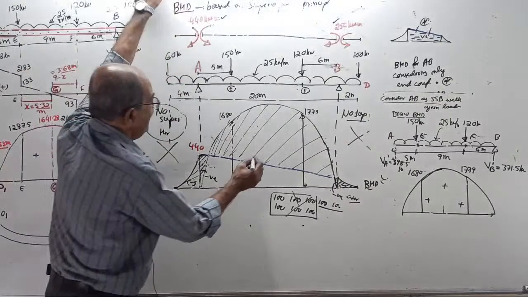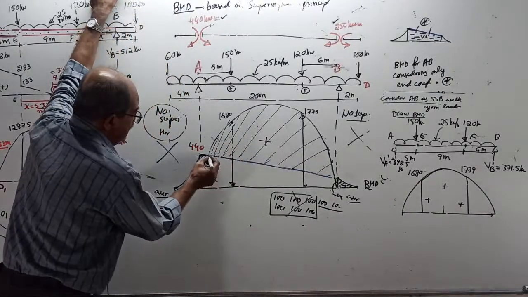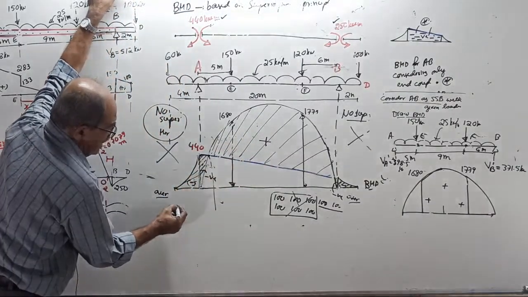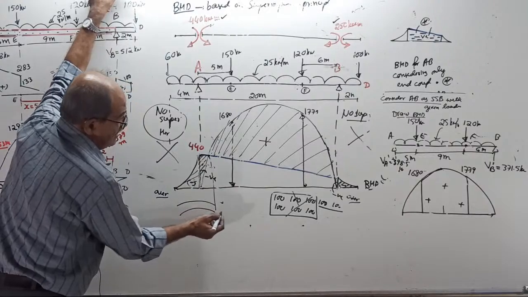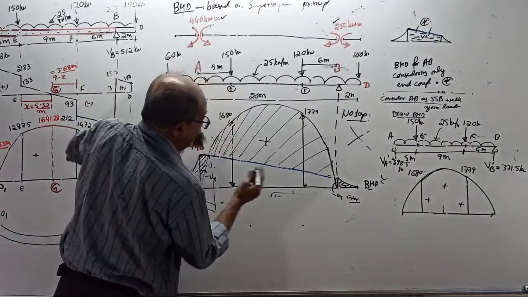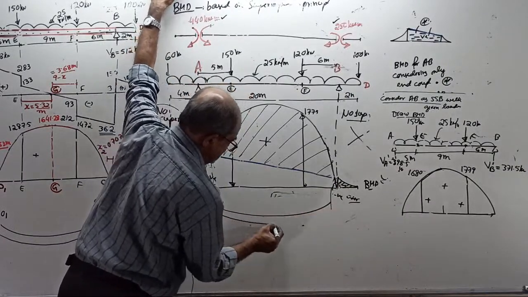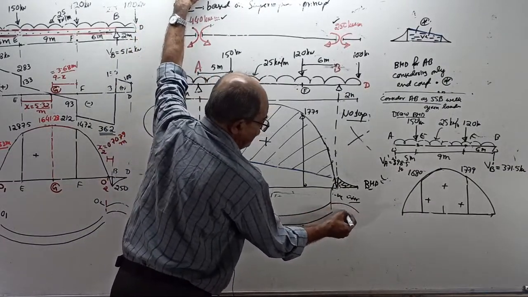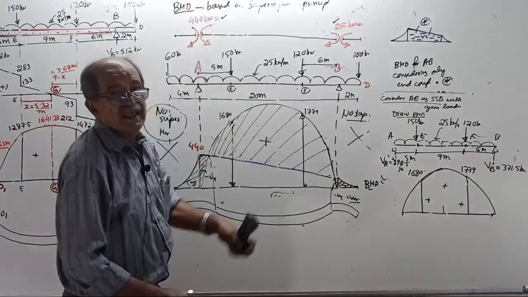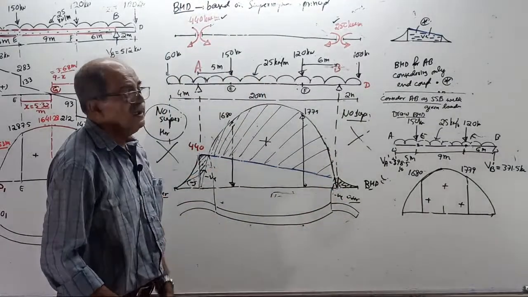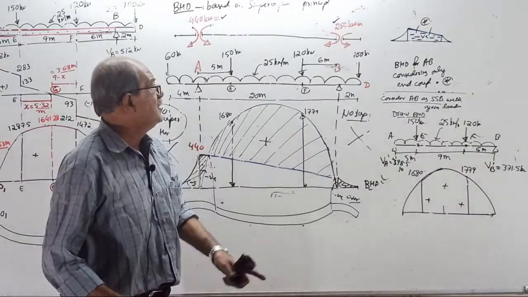Positive. This is the bending moment diagram. That means the beam will hog for this portion. Again, it will sag for this portion. And it will hog from here onwards. This is the BMD based on superimposition.